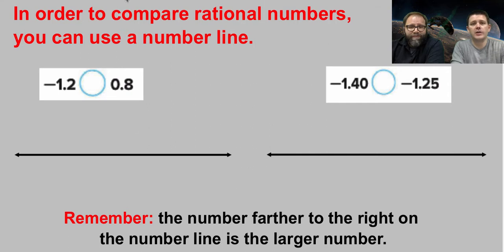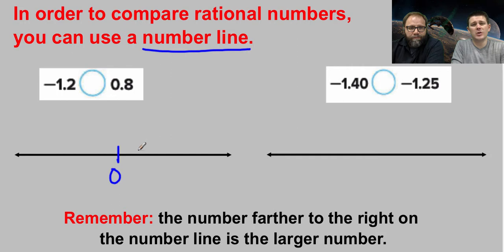All right, here's our first ones. In order to compare rational numbers, remember rational numbers are decimals and fractions. Anything that can be written as a fraction, just with their negatives mixed in there. We're going to use a number line in order to compare them, to decide which one is bigger or smaller. So here we want to do negative 1.2 and 0.8 or 8 tenths. So we're going to put those on our number line. It can be a real basic number line here.